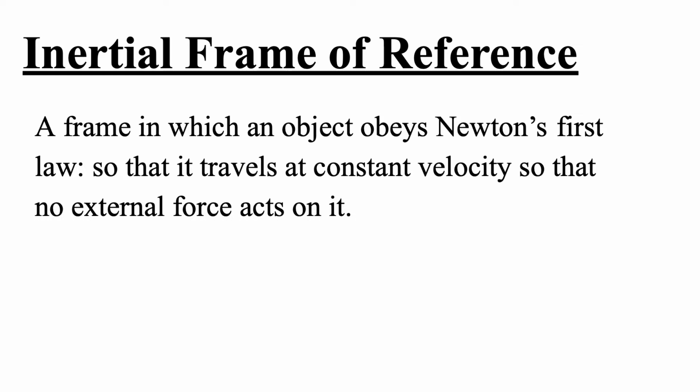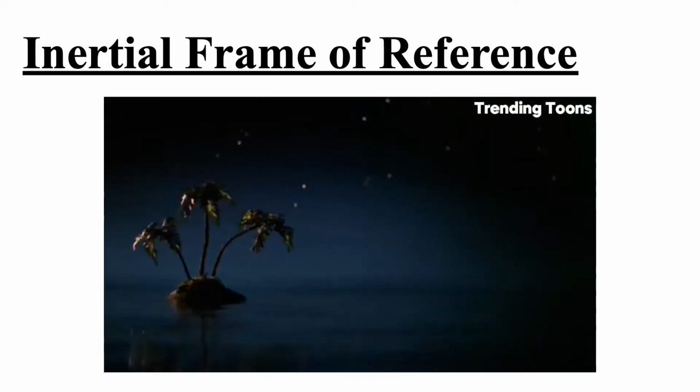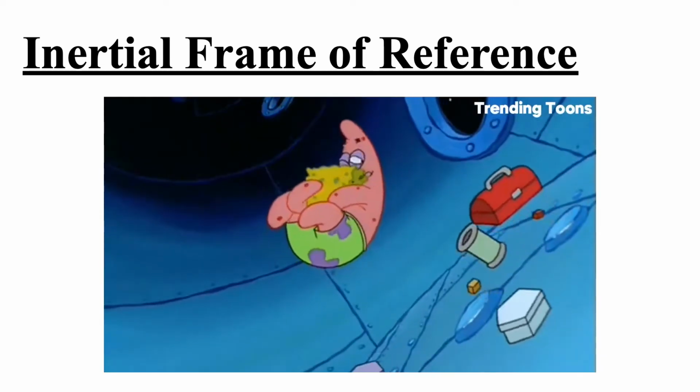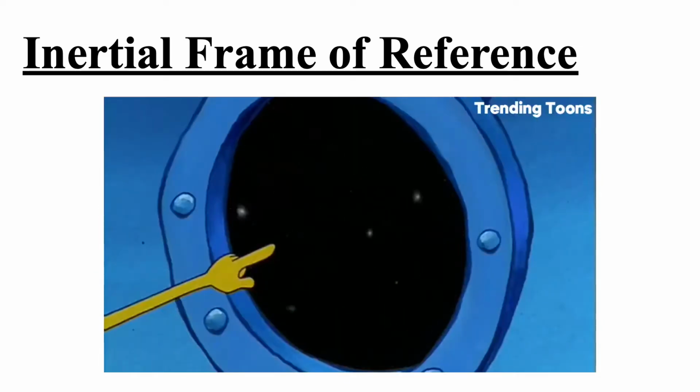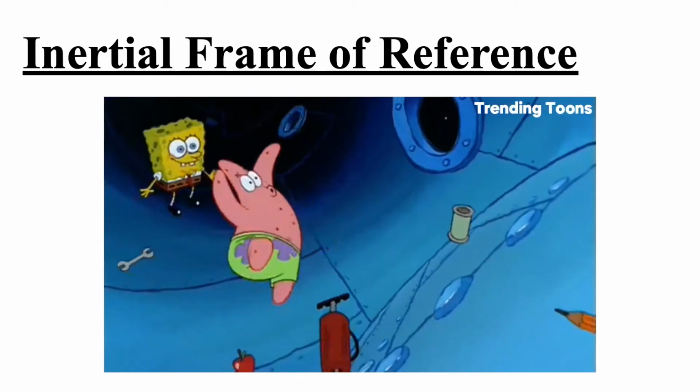An inertial frame of reference is defined as a frame in which an object obeys Newton's first law, so that it travels at a constant velocity and no external force acts on it. The only way to achieve an inertial frame of reference would be to travel to deep space, far away from any field of gravity. Only then could you truly find an inertial frame of reference. Unless you are able to achieve this, every measurement you take relating to force will be relative to your environment.